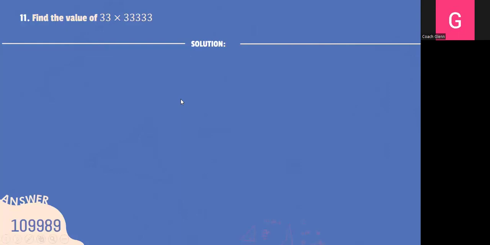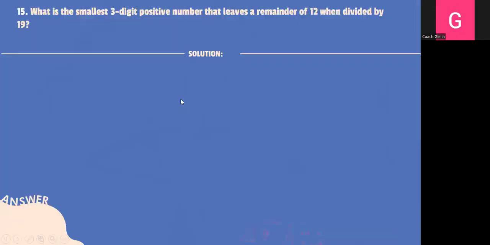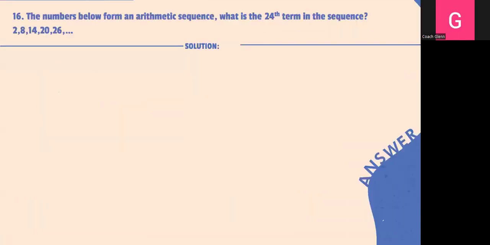Let's have the next one. Number 16. Okay. The numbers below form an arithmetic series. What is the 24th term in the sequence? So this is an arithmetic series where each term is obtained by adding 6, okay? Because 2 plus 6, that's 8. 8 plus 6, that's 14. 14 plus 6, that's 20. 20 plus 6 is 26.